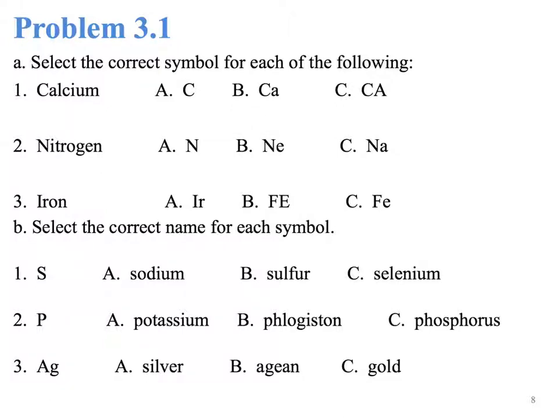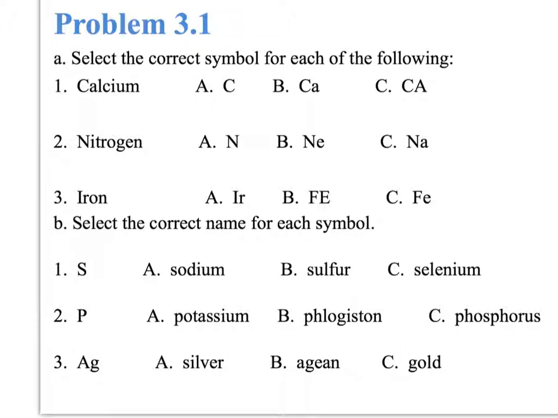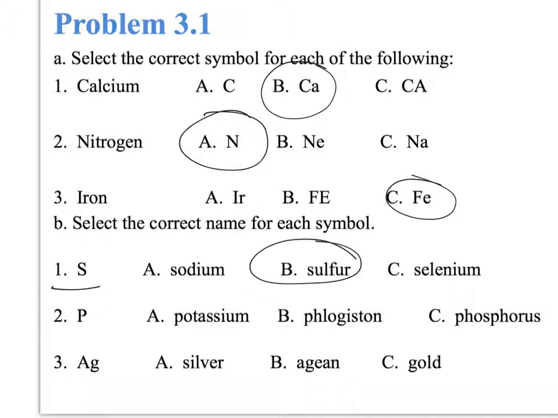So let's select the correct symbol for each one of the following elements: calcium, nitrogen, iron. The second part of the question says select the correct name for each symbol. So we have S, that is sulfur, P, that's phosphorus, and Ag is silver. So at this point, looking at the periodic table, you should be able to look at some of the elements and, by looking at the symbol, predict the name of that element.